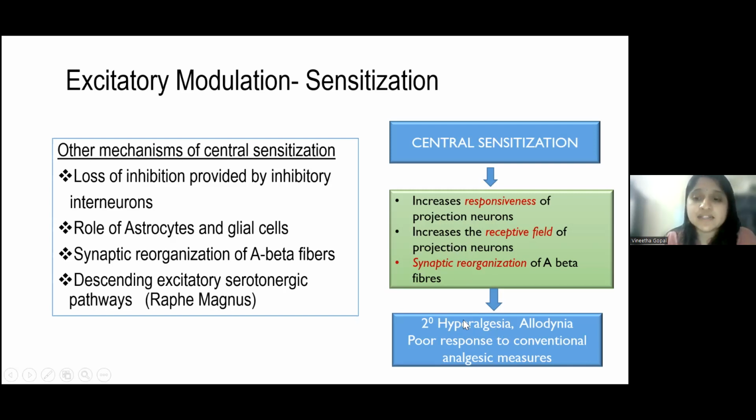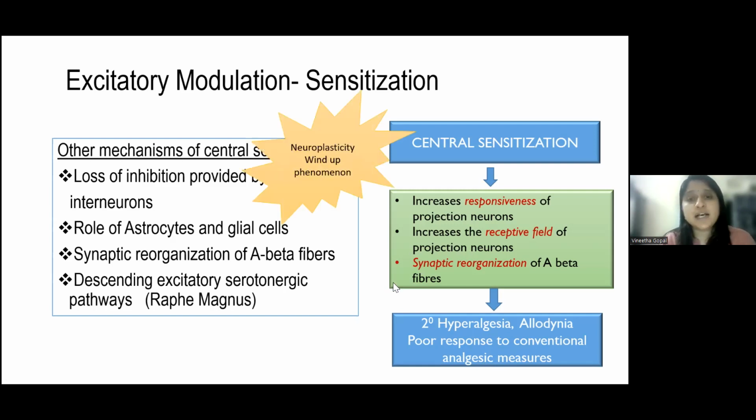And allodynia means, as I told in the previous slide, even touch becomes painful. The painful response to a non-noxious stimulus: you're just touching the patient, but the patient perceives that as pain. That is known as allodynia. Once secondary hyperalgesia and allodynia develop, there is a poor response to conventional analgesic measures, and the pain becomes extremely challenging to treat. This is known as neuroplasticity and the wind-up phenomenon happening in the central nervous system.